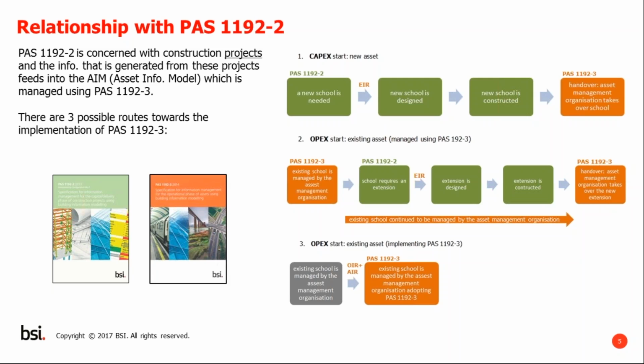And then the final scenario is essentially an existing asset where you want to adopt PAS 1192 Part 3. Now, of course, the vast majority of assets that exist, well, they already exist. So this is most common, but you tend to see the specification of BIM at the first, that scenario 1.